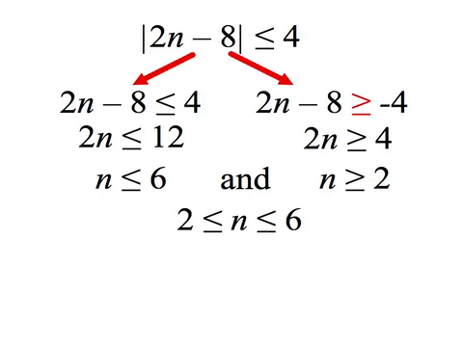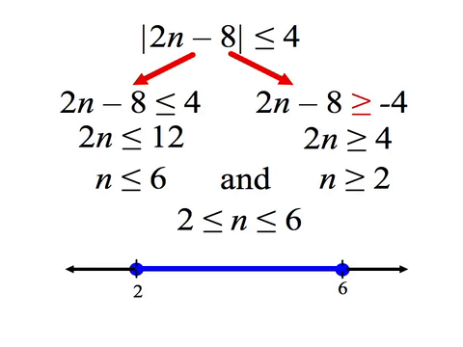Can be written as what I call an inequality triple. 2 is less than or equal to a number which is less than or equal to 6. And there's the graph.